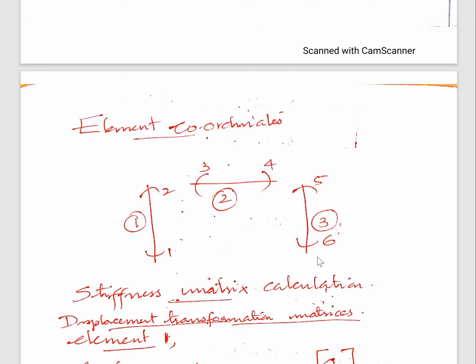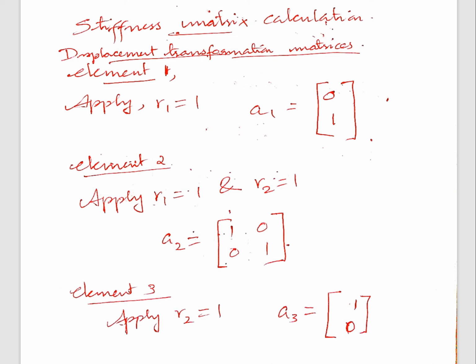Now we have to calculate the stiffness matrix. For that we have to take the elements one by one and find out the displacement transformation matrices and the element stiffness matrices. For the stiffness matrix calculation, first of all we are going to calculate the displacement transformation matrices for these three elements, element 1, element 2 and element 3.